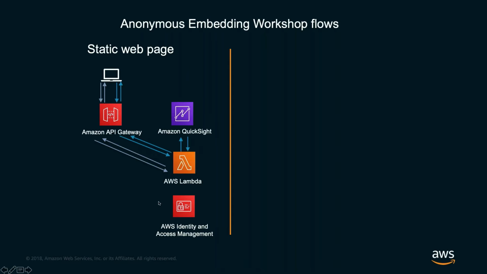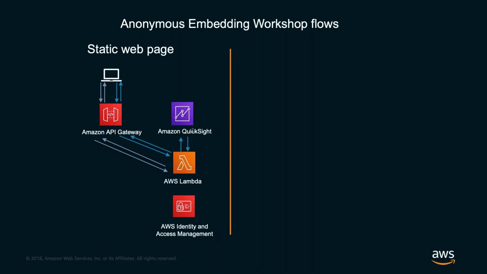And I also have the identity and access management section here just to call out that we do have to set up the policies to allow Lambda to make the QuickSight call. And since we are making a call to generate an anonymous access URL, in the policy, we can specify which all dashboards we want to allow to be exposed this way. So that completes the static flow.